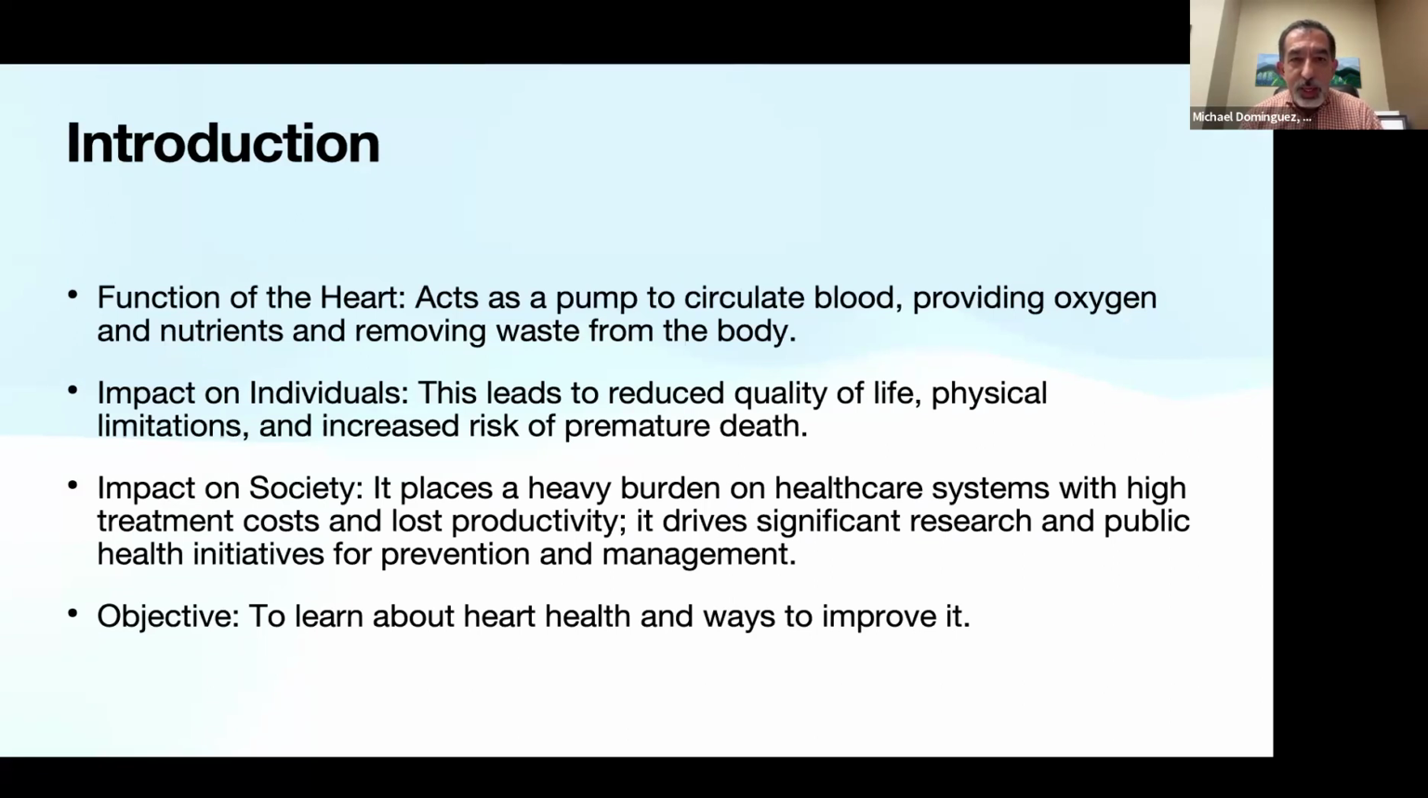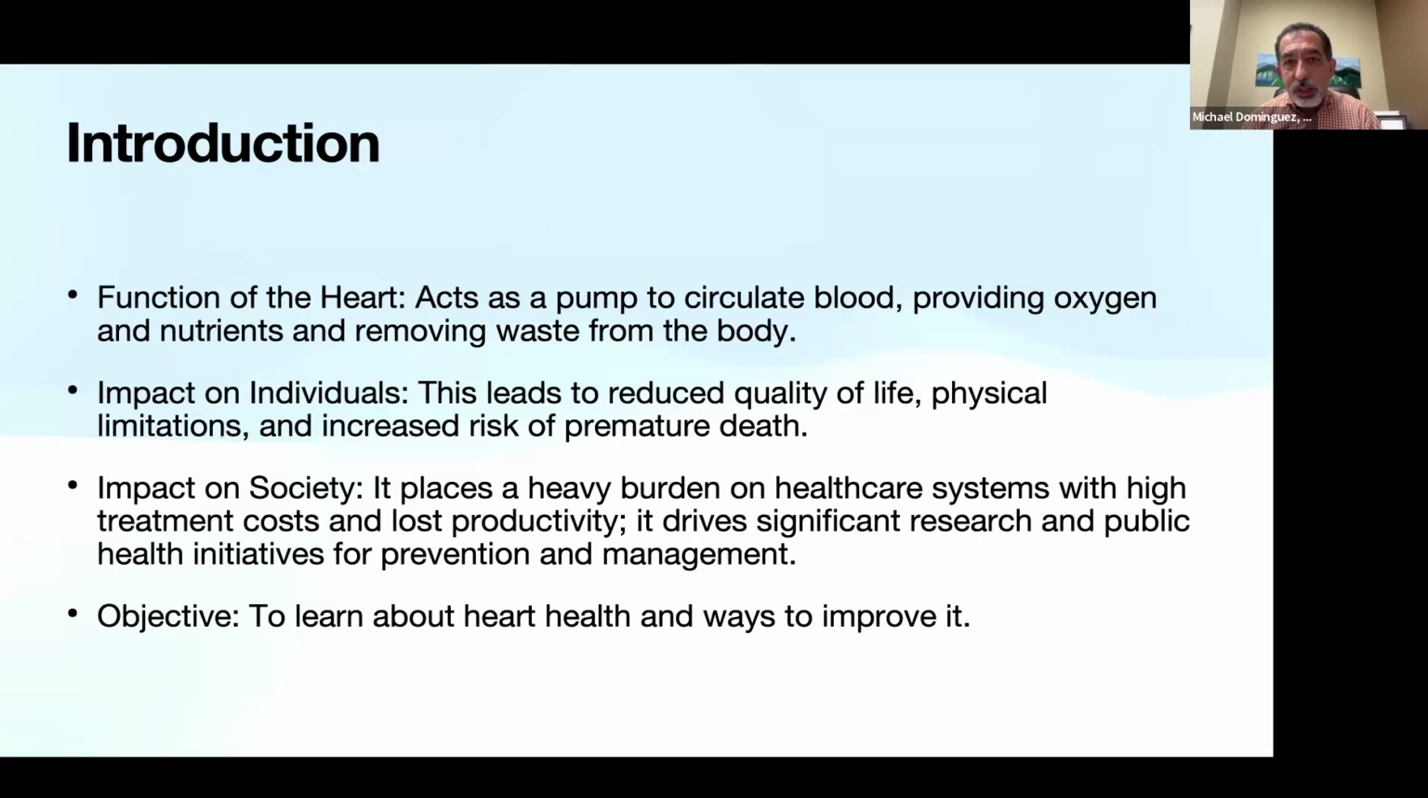Heart disease has significant impacts on quality of life, being able to do the things we want to do. When the heart doesn't work as it should, it can limit us with our physical abilities and ultimately can lead to premature death. From a society standpoint, there's a heavy burden on healthcare systems with high costs, lost productivity.